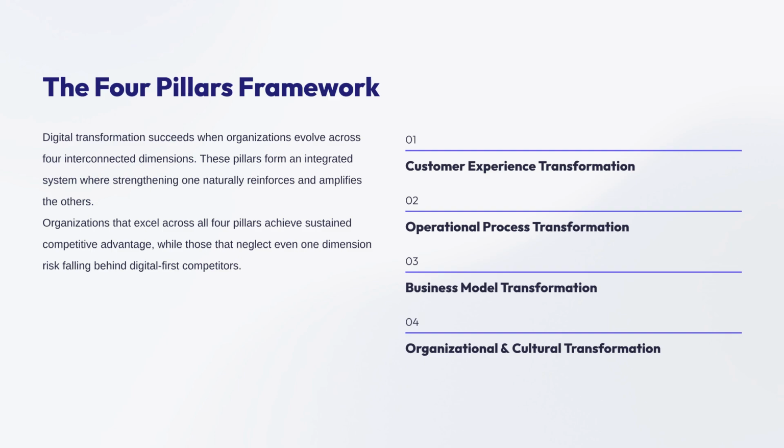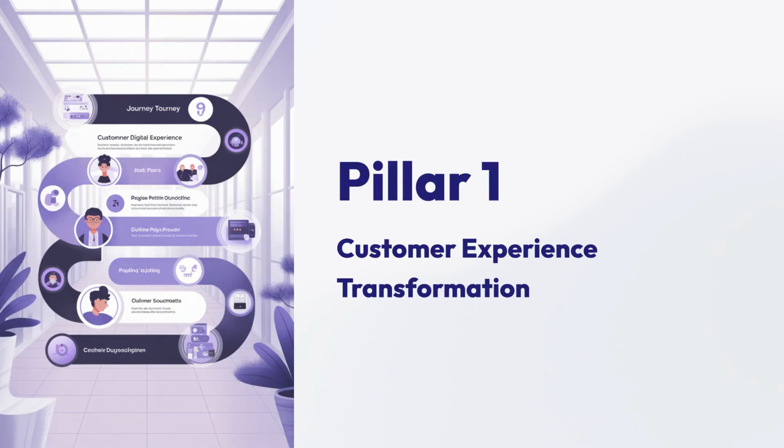Digital transformation succeeds when organizations evolve across 4 interconnected dimensions. These pillars are customer experience, operational process, business model, and organizational and cultural transformation. Strengthening one pillar naturally reinforces the others. We begin with Pillar 1, Customer Experience Transformation.